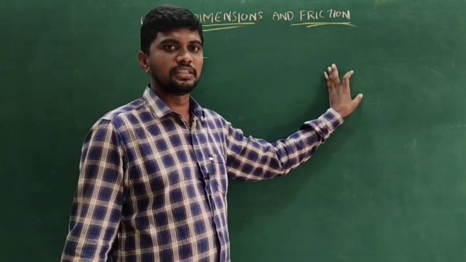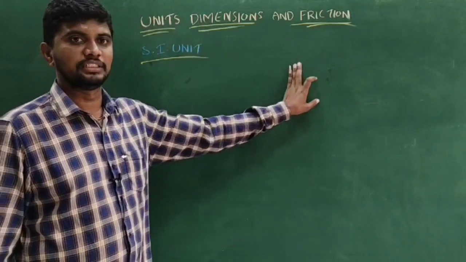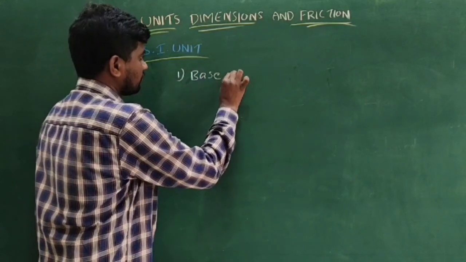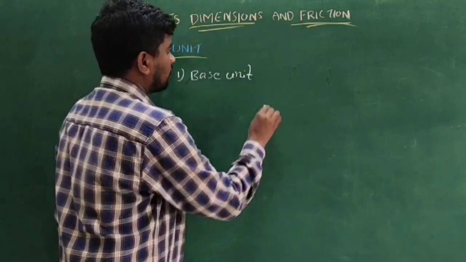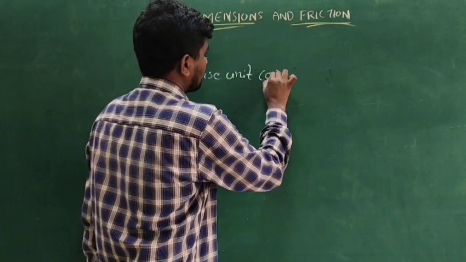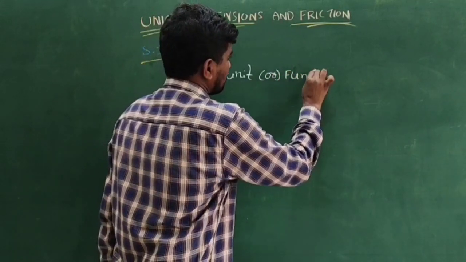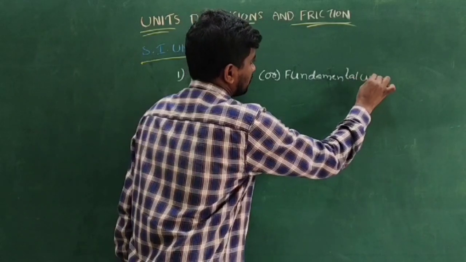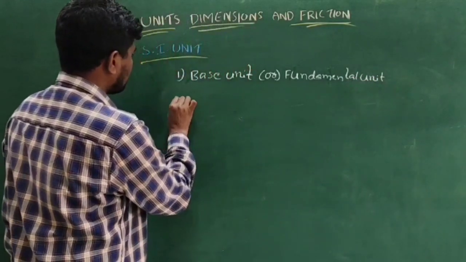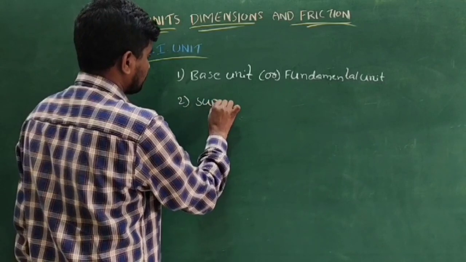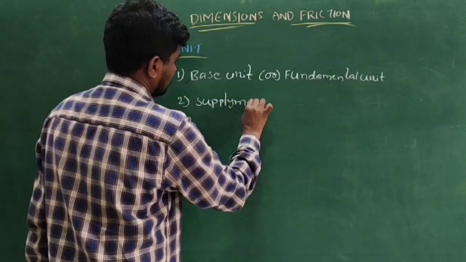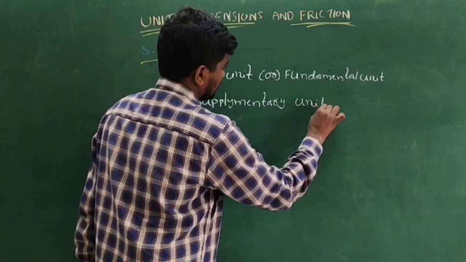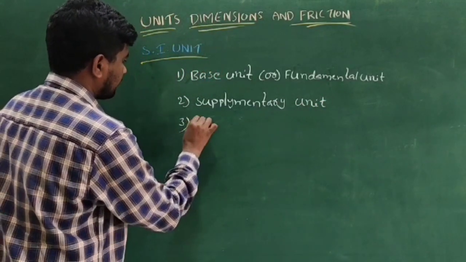Previous class we discussed SI units. The SI units are classified into 3 types. First one is the base unit or fundamental unit. Second one is the supplementary unit. Third one is the derived unit.